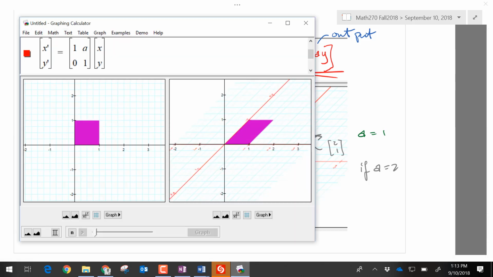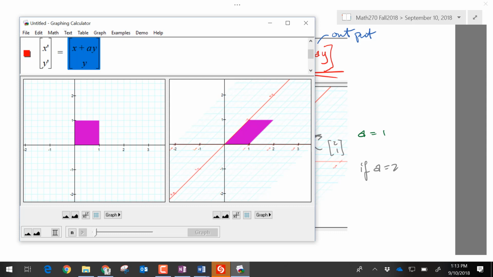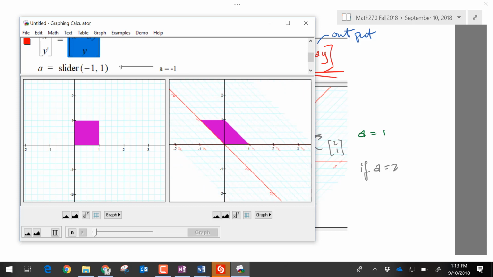So if I change this, I used a matrix to describe that, and it turns out that I can use a matrix because it's a linear transformation. But if I write my transformation as x plus ay and y, and then I say I could change the value of a any way I want, then I'm looking at a shear transformation. And this, in fact, is a linear transformation, which is what we're going to try to prove next. We do have a linear transformation happening here.